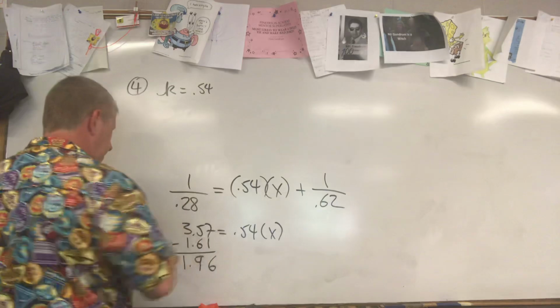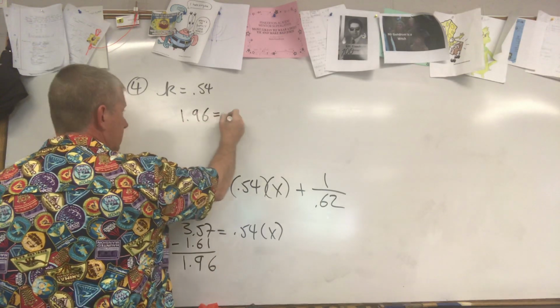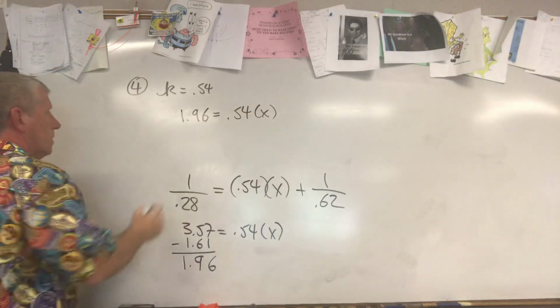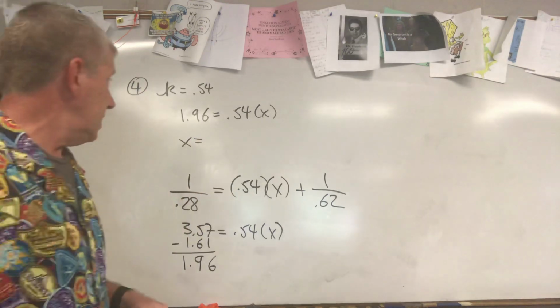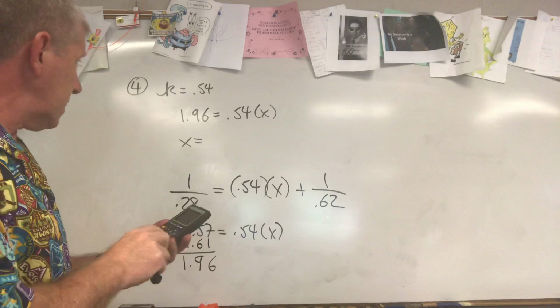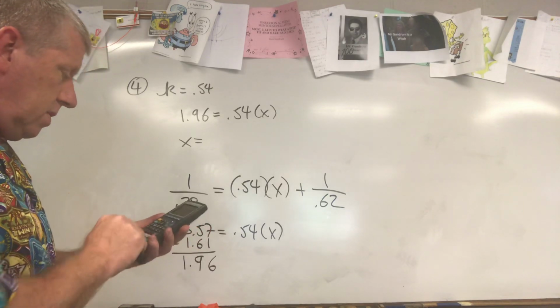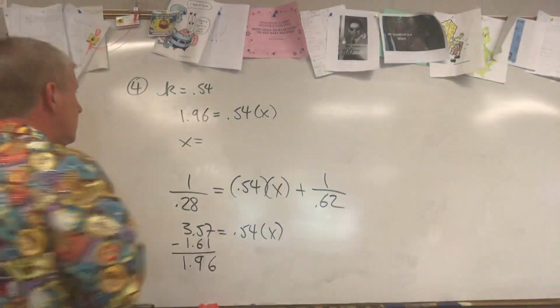I'm running out of room down there. 1.96 equals 0.54x. Divide by 0.54. X is not going to be very long. This is going to be a quick time. 1.96 divided by 0.54, this is like quick time. 3.63 seconds.